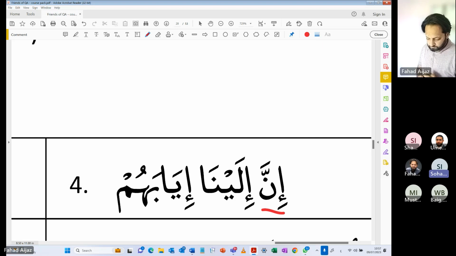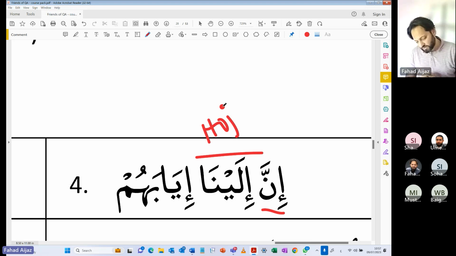This is correct. This is harf of jar, right? What Shamsbai told is very close, but there's a little thing that we need to change. Inna certainly is a harf of nasab. I think we all agree. Ilayna is the harf of jar, so it cannot be its ism. So inna's ism has to be somewhere around iyabahum.